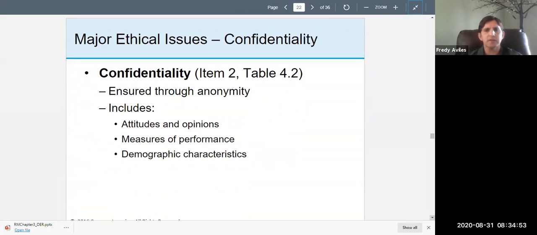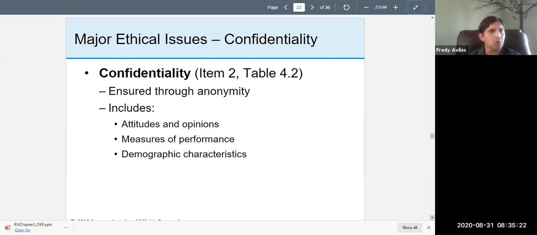Other ethical issues that can come up, which I mentioned a little bit already when we looked at the table, but here it is again in writing, something we want to emphasize. Confidentiality. So it's item 2 of table 4.2, which lists all the guidelines. You have to keep the participants' information basically private, you have to keep it confidential. That's often ensured through anonymity.